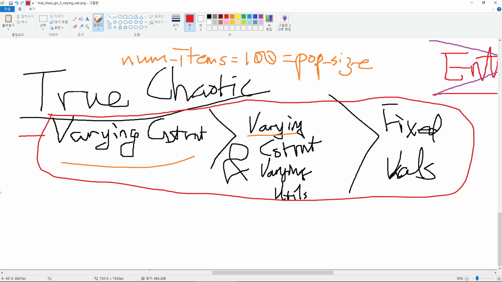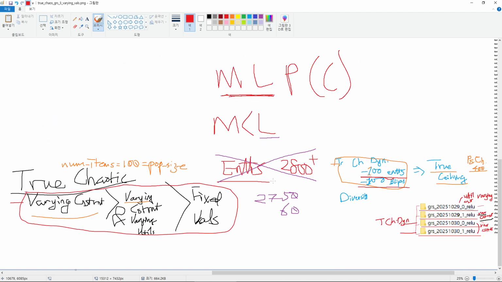Of course, if we were to do pseudo chaotic, this wouldn't actually matter, because pseudo chaotic just outperforms true chaotic, at least so far. But I think the true chaotic way has its own purpose.